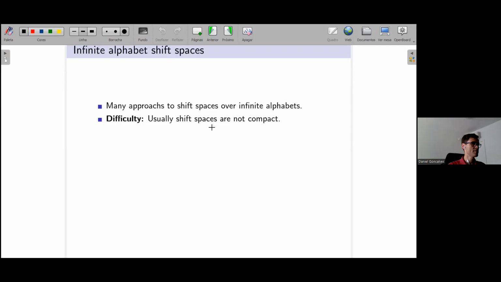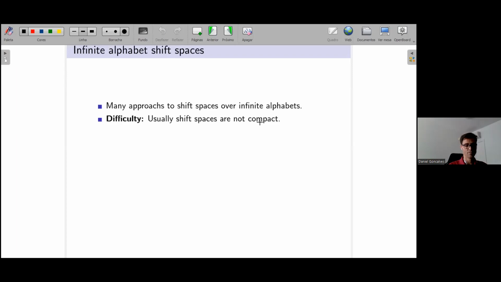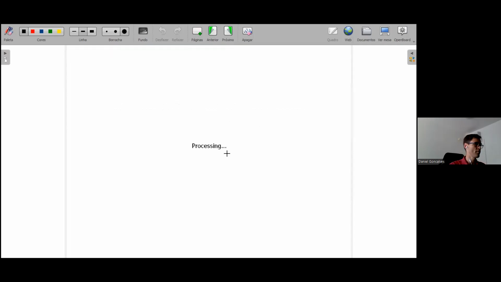But the space that you get is not compact, not even locally compact. And for people who like C*-algebras, this space is not really connected to any C*-algebra we know. Maybe there is. It is a Polish space, but we have all this connection between symbolic dynamics and C*-algebras or Leavitt path algebras, and it's not just the product topology in the infinite alphabet space.